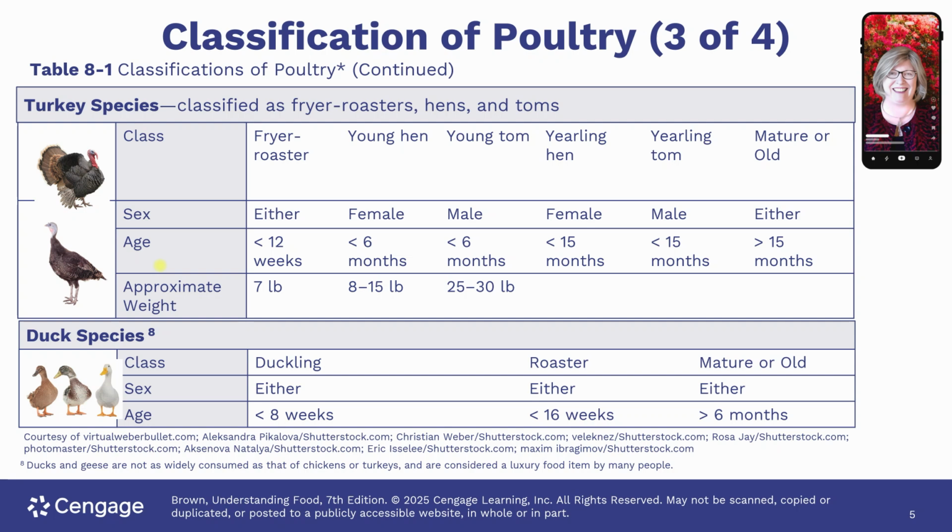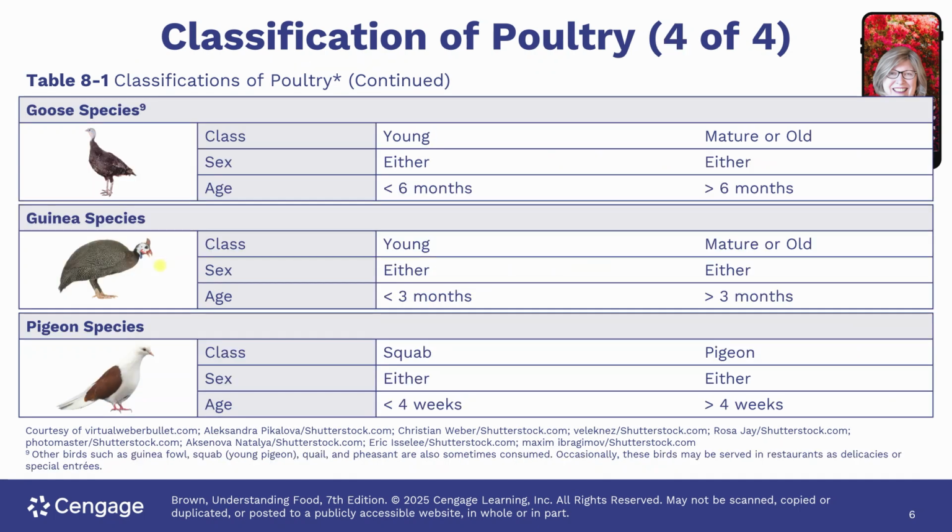Then you look down to the duck species. You have ducklings, roasters, and mature or old ducks. Ducklings are under 8 weeks. Roasters are under 16 weeks. And mature or old ducks are older than 6 months. Continuing on, you have classifications for goose species, guinea species, and pigeon species. And I'll refer you to Table 8-1 to look at those classification categories.